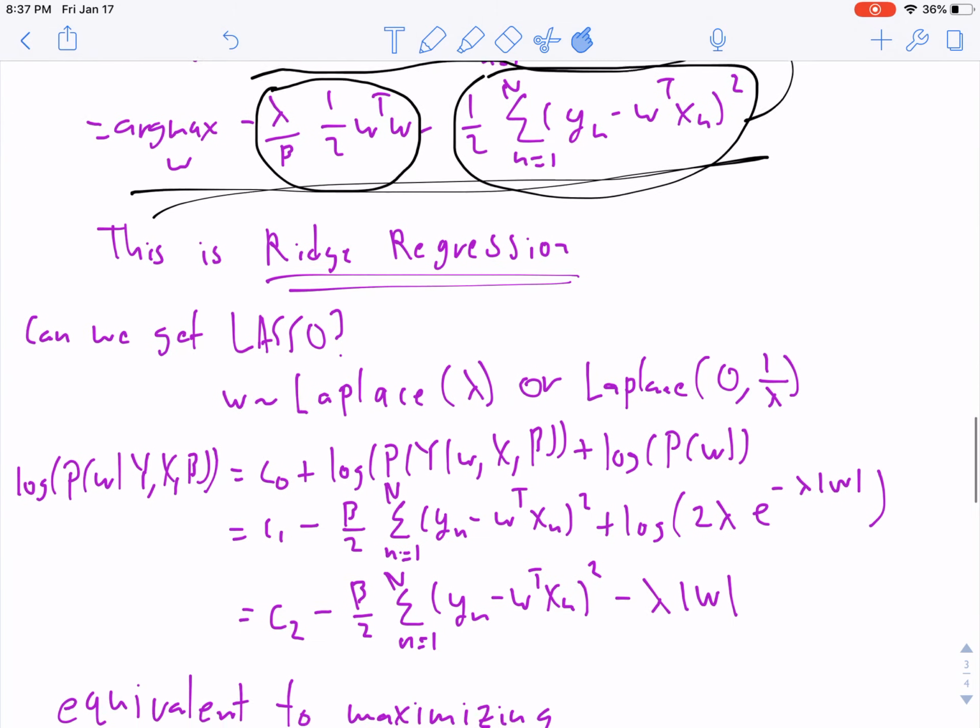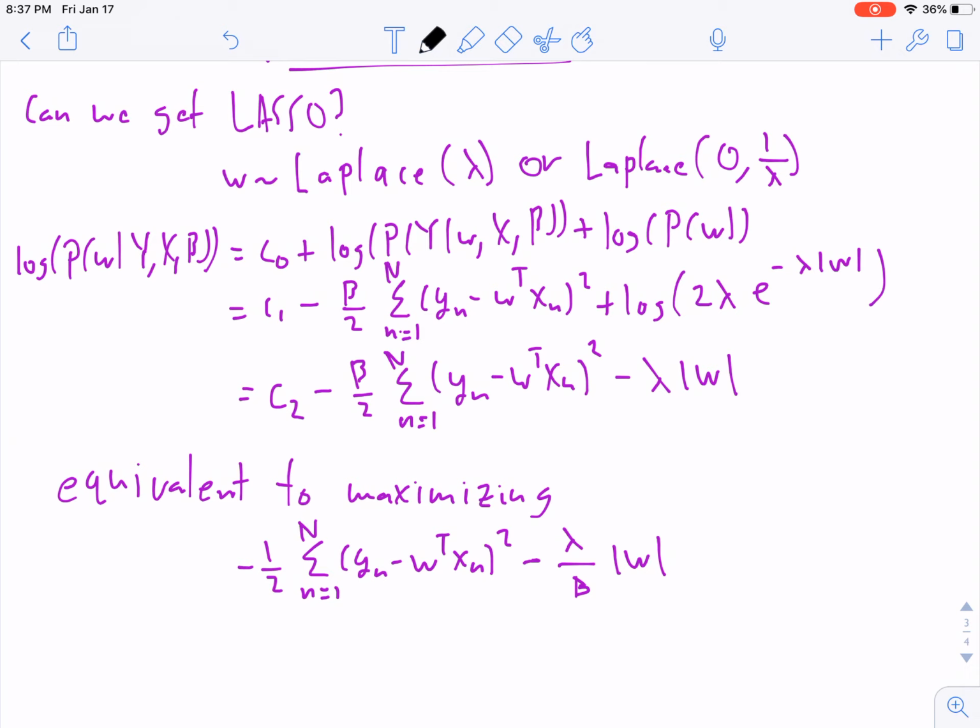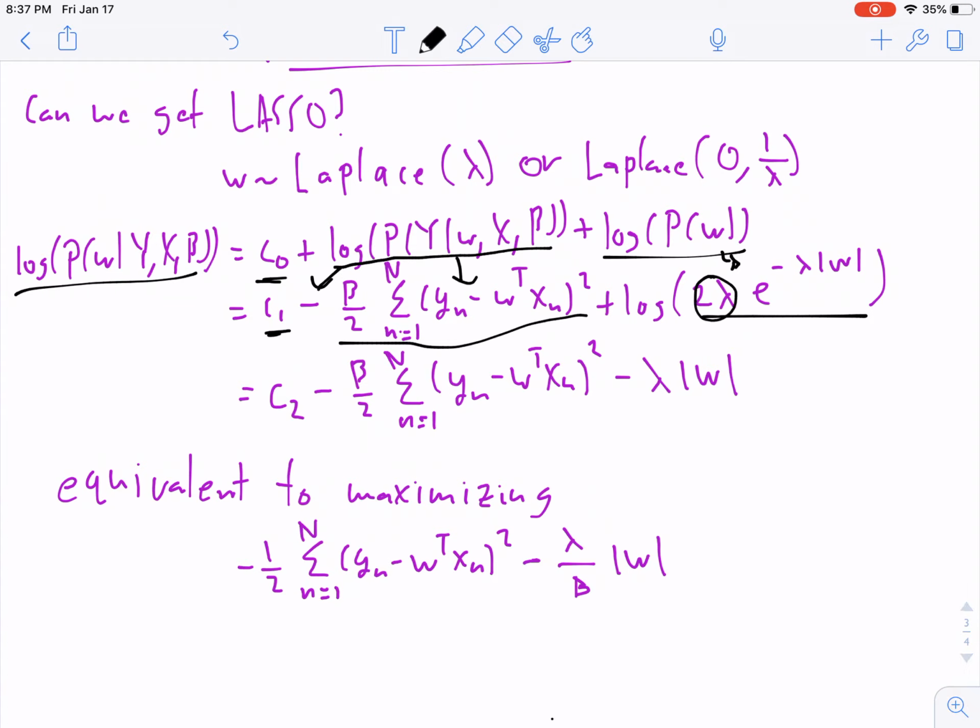Okay, so we're going to go ahead and go through this together. Again, we're going to take the log of the posterior, right? There's some constant term from the denominator, and then we have the log of the likelihood, and then the log of the prior. Again, the log of the likelihood contributes to our constant term, and then also gives us this term right here. Then here we have the prior on W right below, and I've just substituted in the PDF for Laplace.